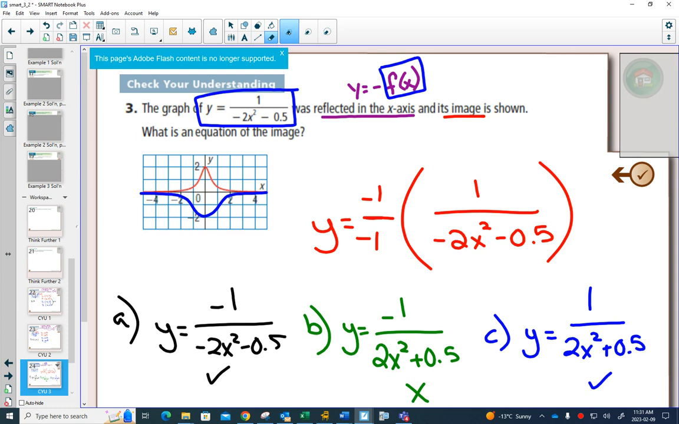We do have distribution in blue. In the blue one, that's like thinking of the negative 1 as 1 over negative 1. And here, because I'm multiplying the bottom and I have more than one thing on the bottom, I would have to distribute when I multiply. So that makes it positive 2x squared plus 0.5.